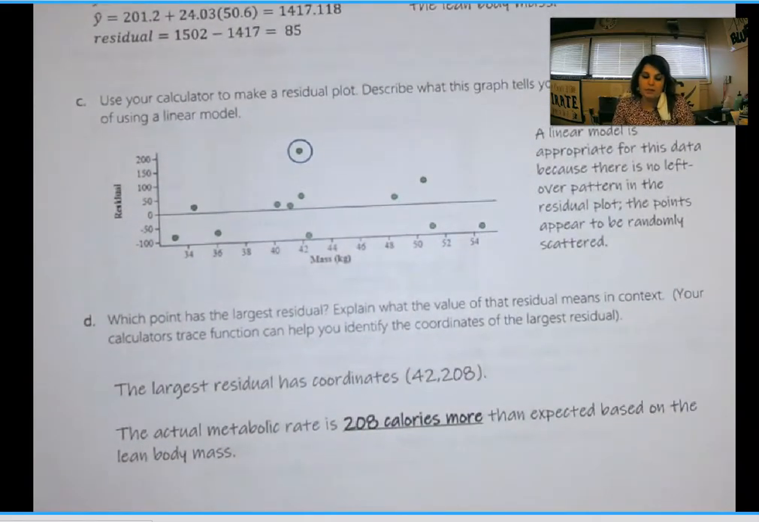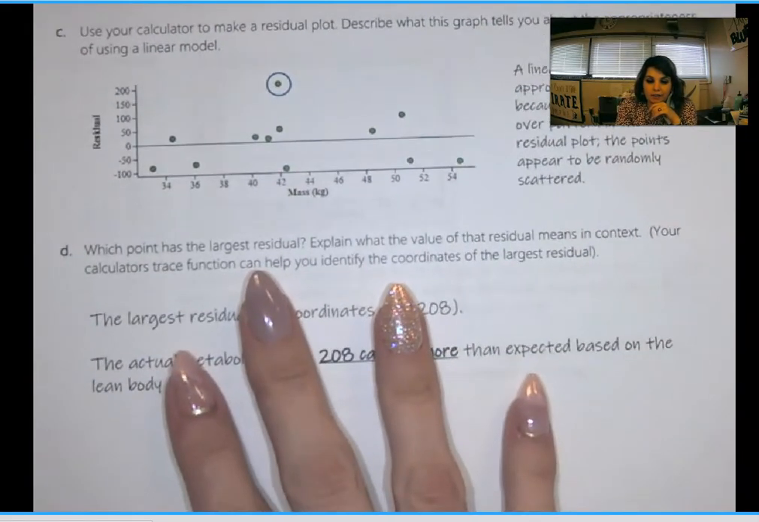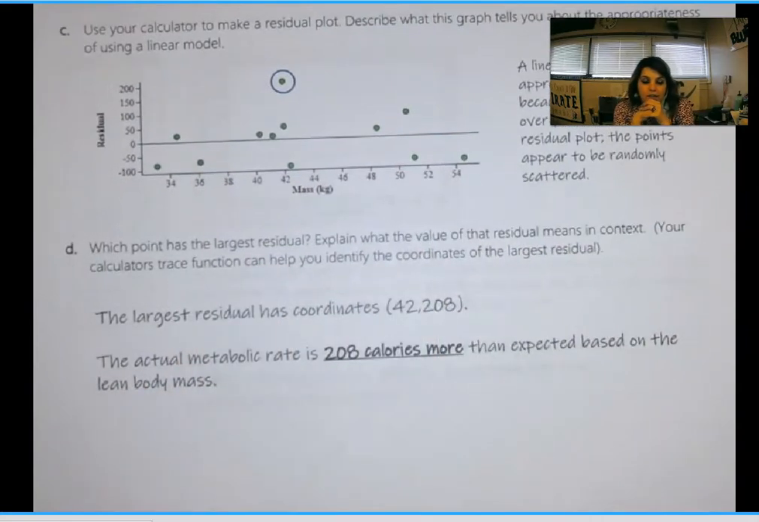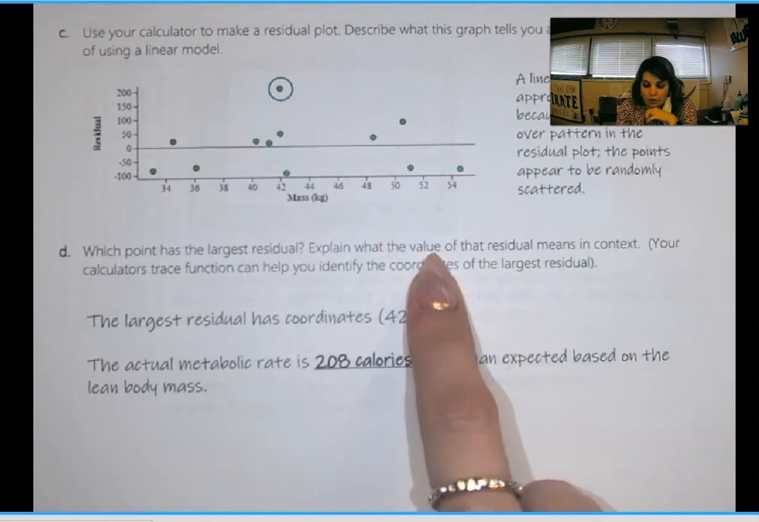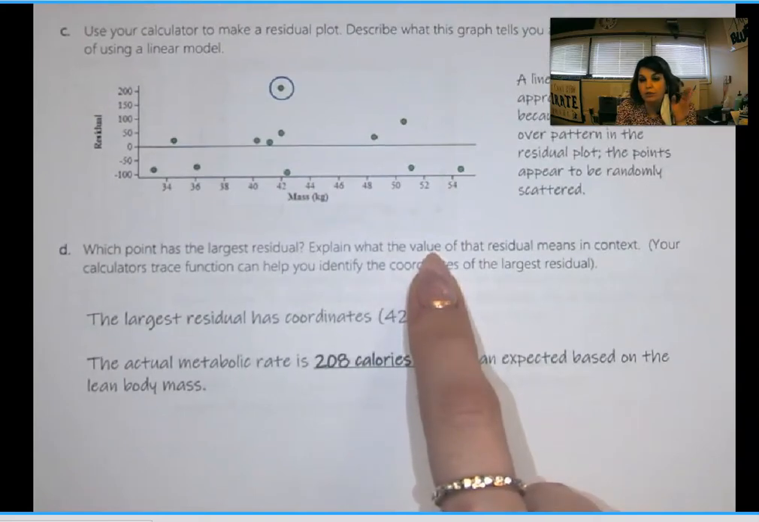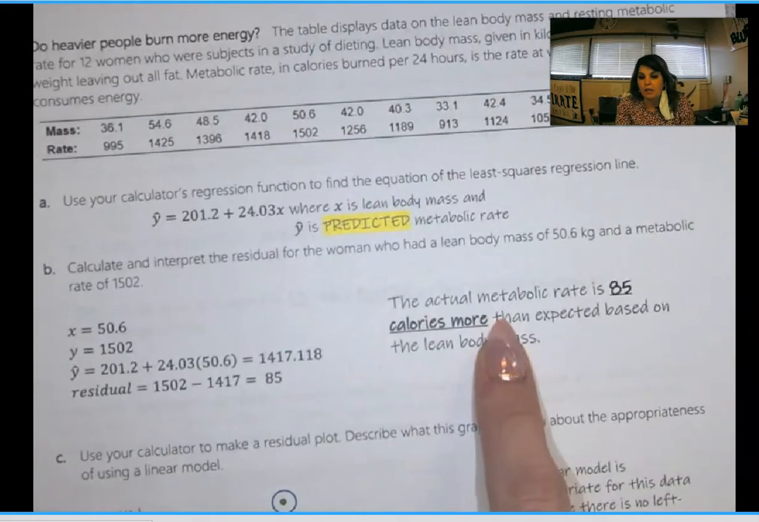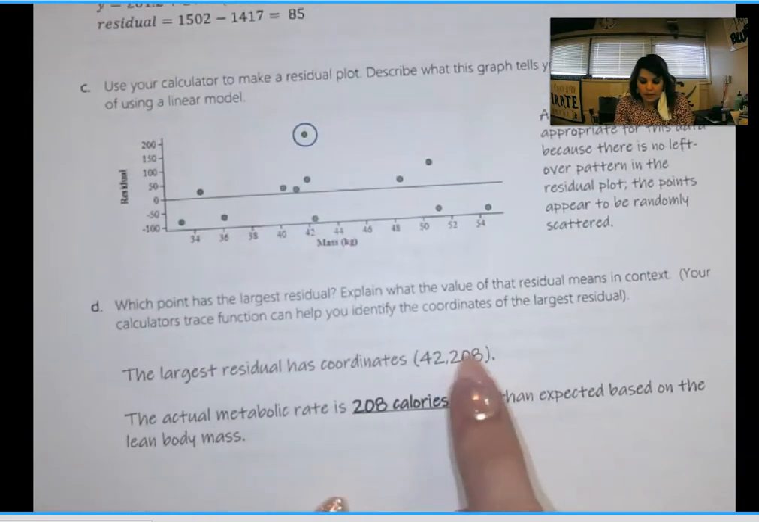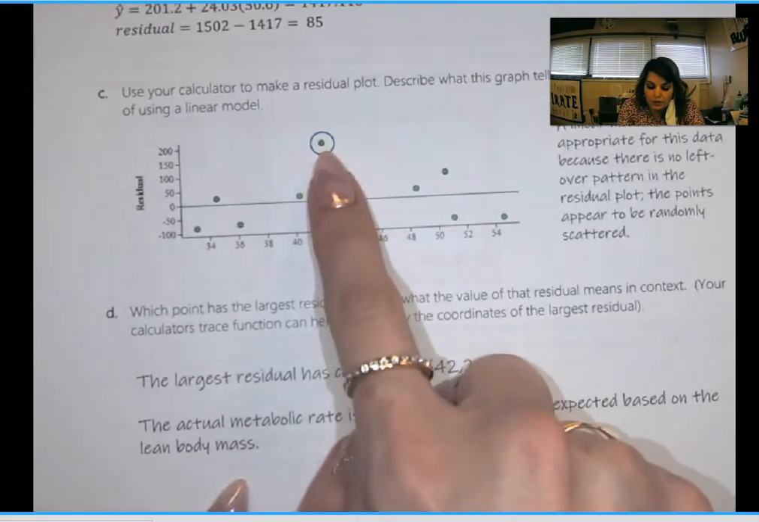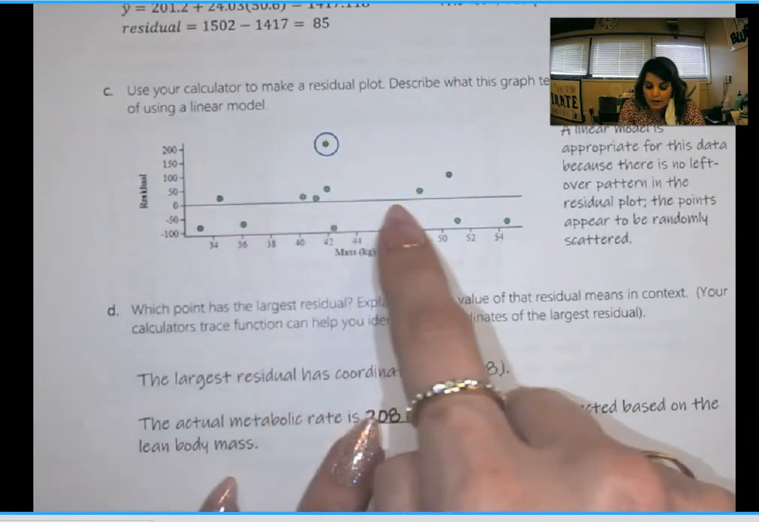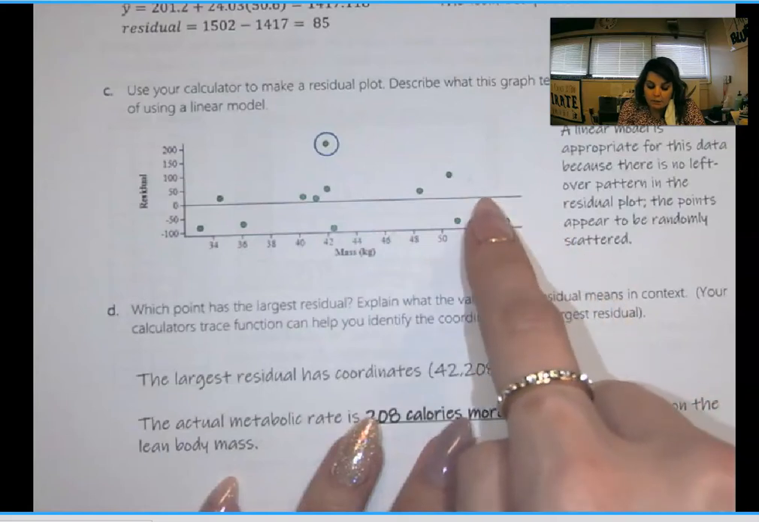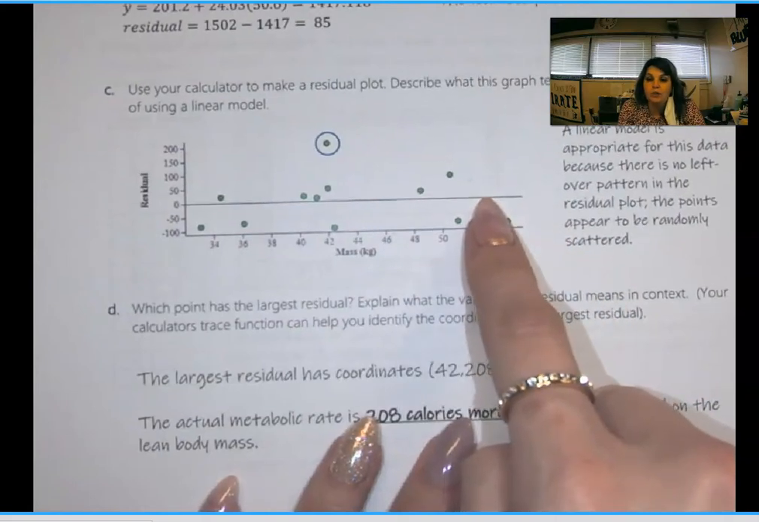Then the last problem is identify the point that has the largest residual, and then explain what the value means. So when they say explain what the value means in context, what they're asking you to do is interpret. So they're just asking you to interpret the residual, which is what we did up here and on number 1. To find the largest residual, I knew that this was the largest because from this line, remember this 0 line means that the predicted value and the actual value were exactly the same.